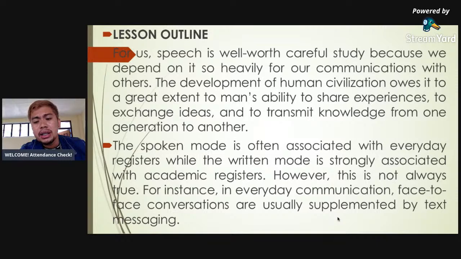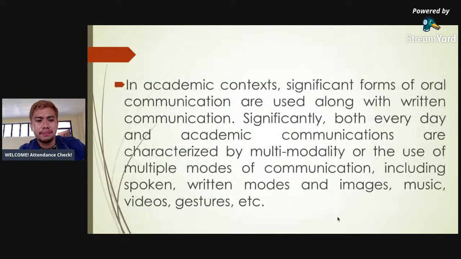Now, however, this is not always true. For instance, in everyday communication, face-to-face conversation are usually supplemented by text messaging. Since today, kaya nagiging untrue na ito siya because spoken mode can be converted through text messaging. Like today, we are facing COVID-19 and we are supplemented by text messaging. Since we don't see each other face to face, so the alternative here is we use our phone or Facebook, we use normal text messaging to send greetings to our loved ones.